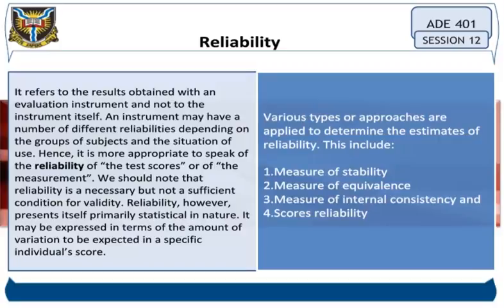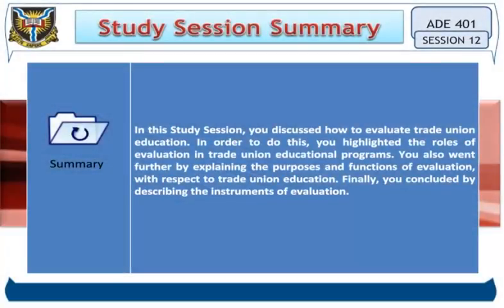We should note that reliability is a necessary but not a sufficient condition for validity. Reliability, however, presents itself as primarily statistical in nature. It may be expressed in terms of the amount of variation to be expected in a specific individual's score. Various types or approaches are applied to determine the estimate of reliability. These include 1. Measure of stability, 2. Measure of equivalence, 3. Measure of internal consistency, and 4. Scores reliability.